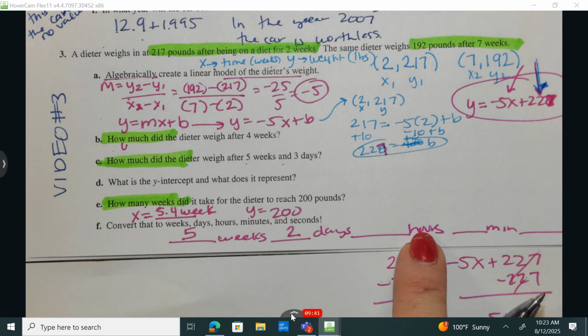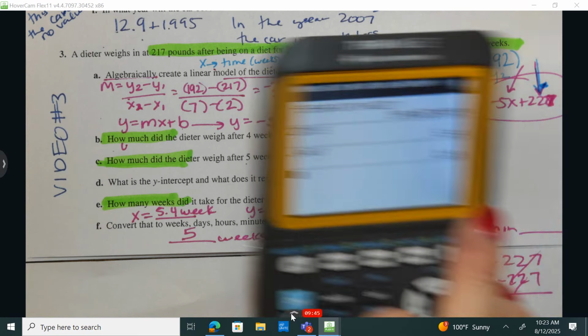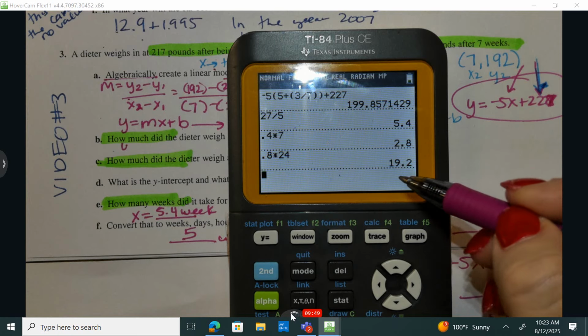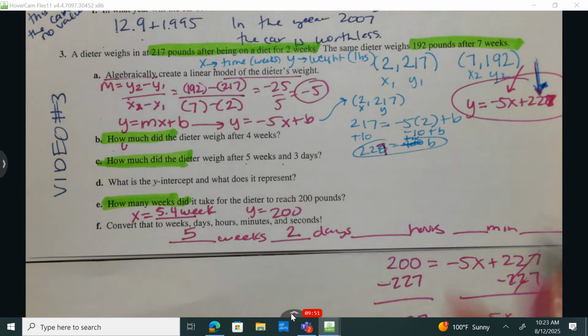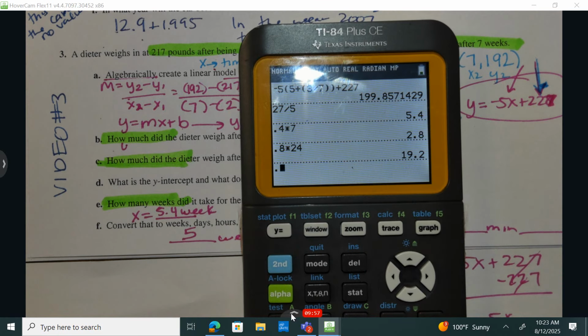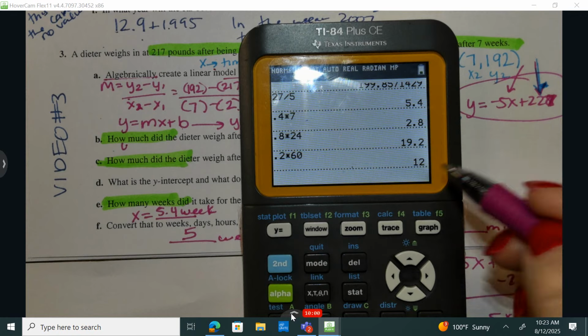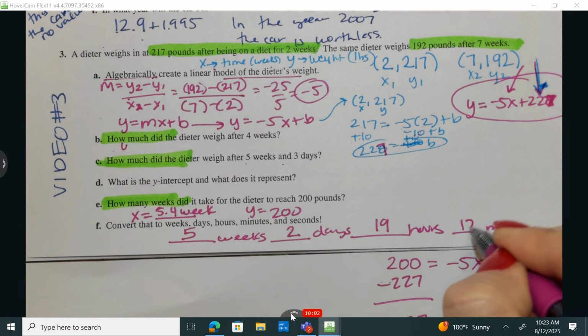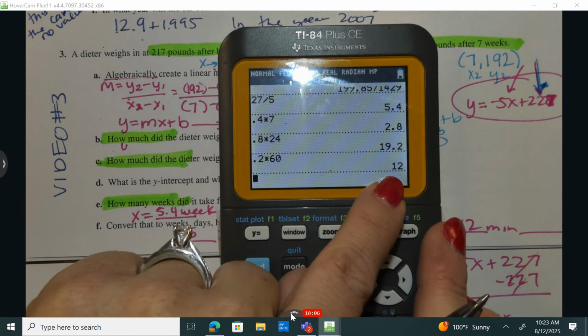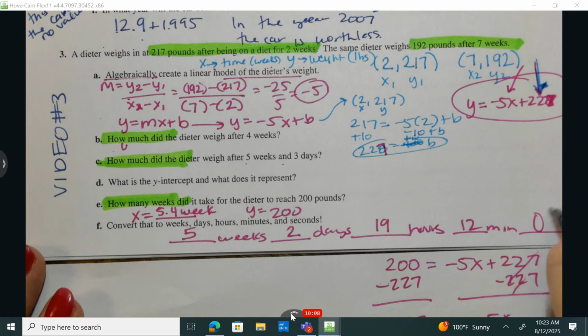How many hours are there in a day? There are 24 hours in 1 day. So I take the remainder times 24. 19 is the whole number. How many minutes in 1 hour? There is 60. So I take the remainder times 60. And there is no seconds remaining. We have no additional. This is like 12.0. There is no additional seconds remaining.